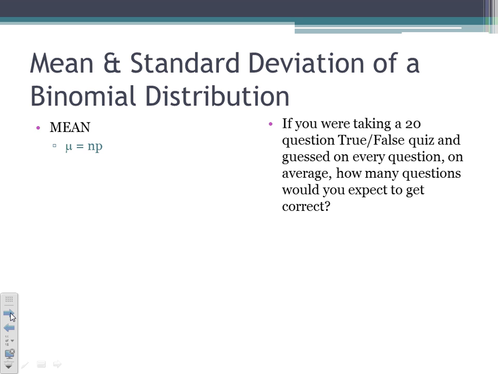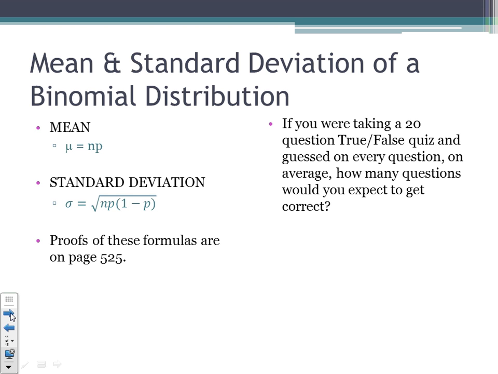All right, the standard deviation is also very easy to find. The formula for the standard deviation is n times p, which is the mean, times the complement of the probability of success. And as always, with the standard deviation, we take the square root. Now, I'm not going to go through the proof of this formula, but you can actually find it in your textbook on page 525, and it's very simple to understand. So I'll let you look there if you're curious.